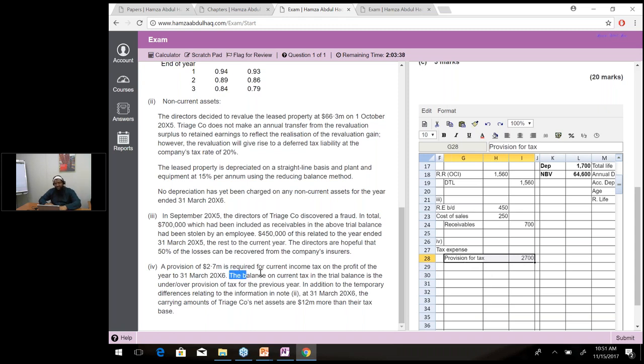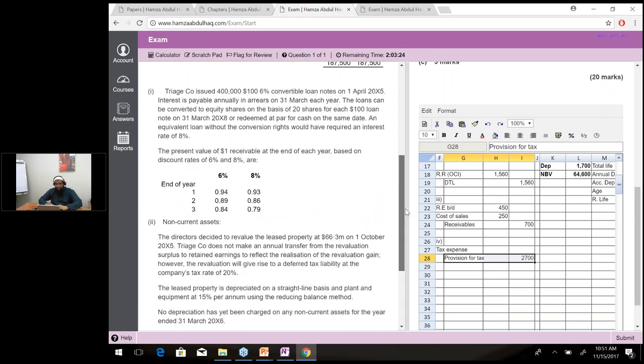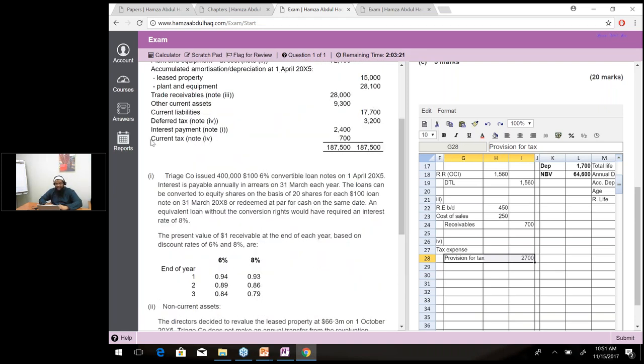Then the question further says that the balance on current tax in the trial balance is the under or over provision of tax for the previous year, which means the question is talking about the prior year. This is current tax prior year, which has been written in the trial balance. If I move towards the trial balance, I can see a debit balance of 700. So the question is saying that this is something that relates to the prior year.